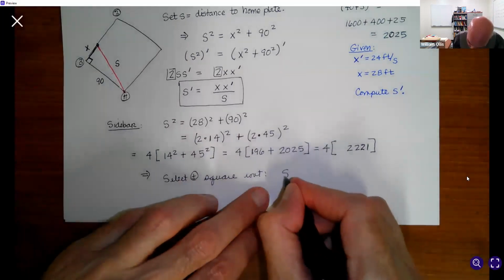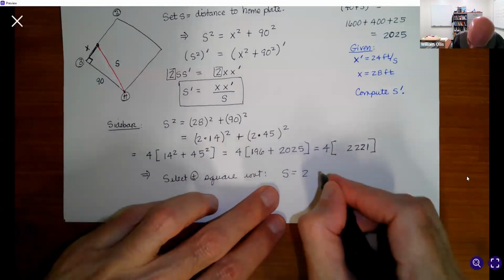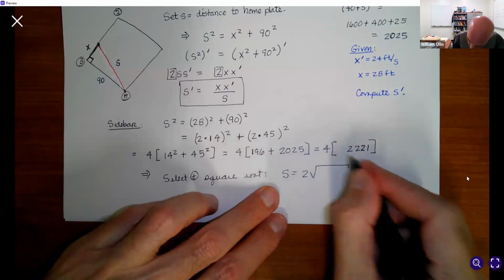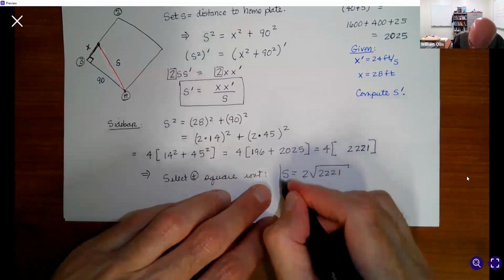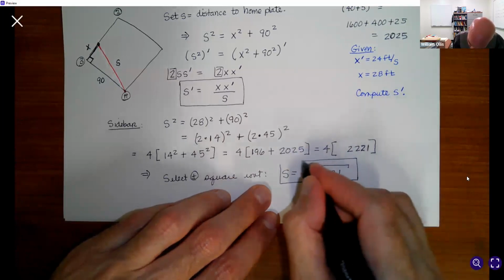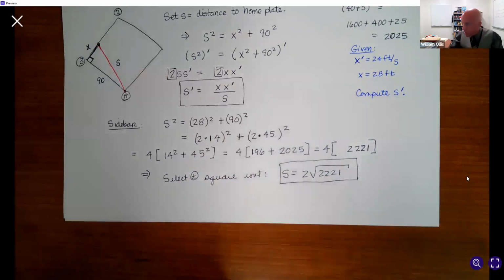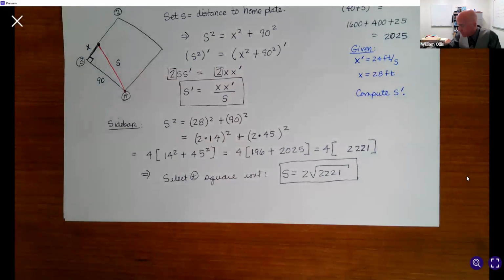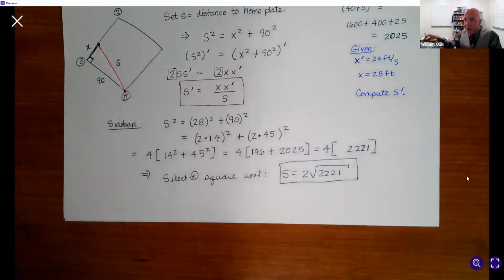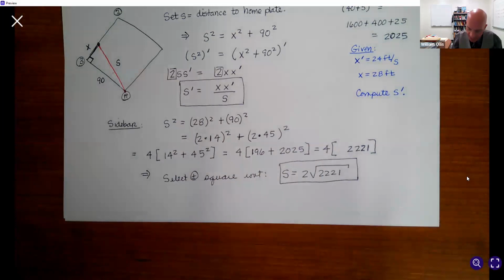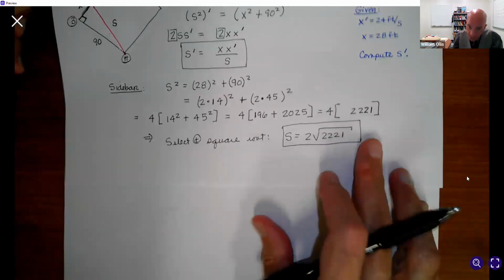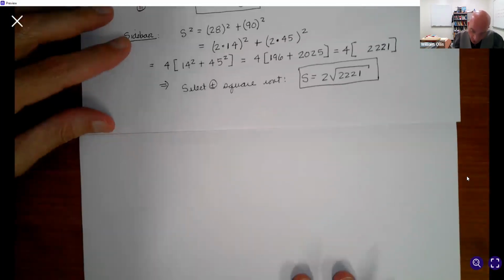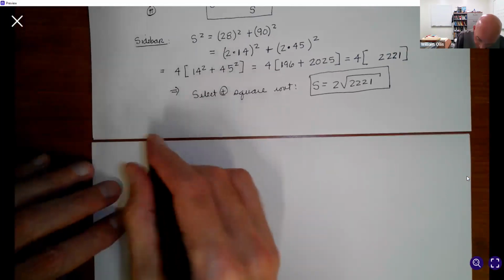So we have S is just 2 times the square root. Of course, the square root of 4 is 2, 2,221. So that's another part of the given, okay? So that was the calculation we needed to do. Kind of like the y prime in the second problem. So now it looks like we've got everything we need. So this is now part of the given. So let's go back to our problem. I'll write it down here.